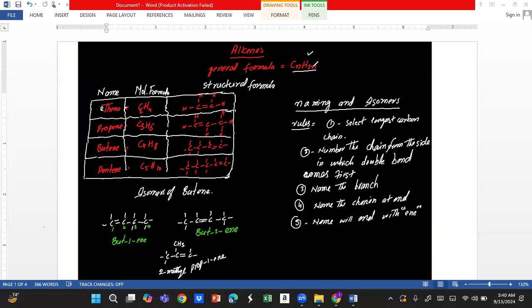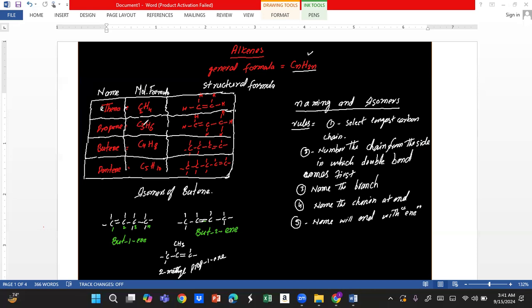The number of hydrogen atoms in alkenes will be double the carbon atoms if they have only a single double covalent bond, meaning one double covalent bond. If they have more than one double covalent bond, they are polyunsaturated. I'm not talking about polyunsaturated hydrocarbons at this stage.